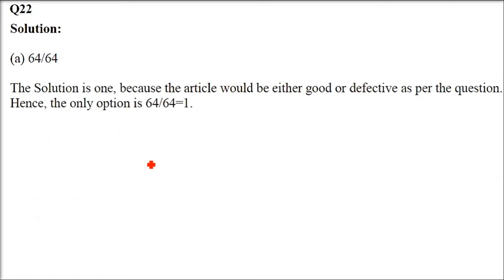Now this question and one more question are the same. So this is question number 22. Forget about the solution which I displayed, okay? I'll give you a better way to deal with it. A box contains 10 good articles and 6 defective articles, and one item is drawn at random.